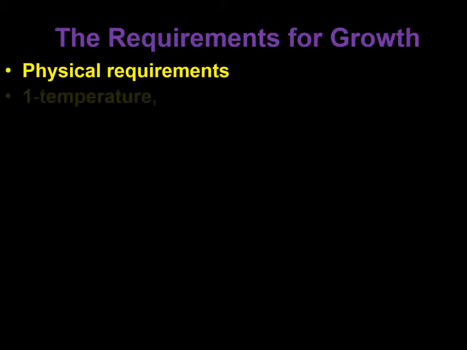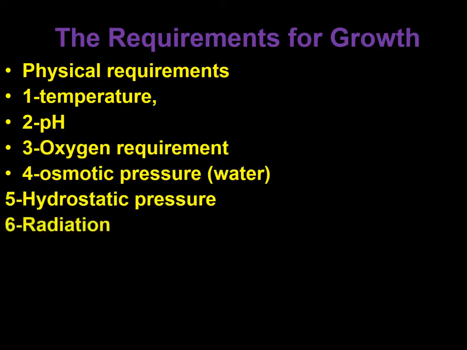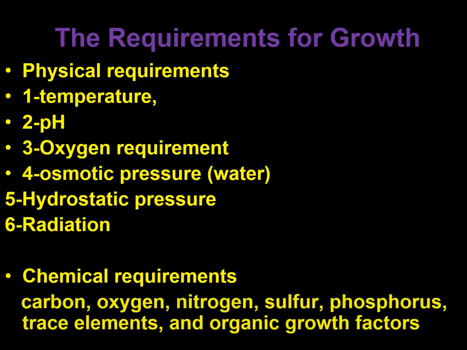The requirements of growth may be divided into two requirements, either physical requirements or chemical requirements. The physical requirements are temperature, pH, oxygen requirement, osmotic pressure, hydrostatic pressure and radiation, the latter two factors affecting the growth of bacteria physically, while chemical requirements consist of carbon, oxygen, nitrogen, sulfur, phosphorus, trace elements, and organic growth factors.